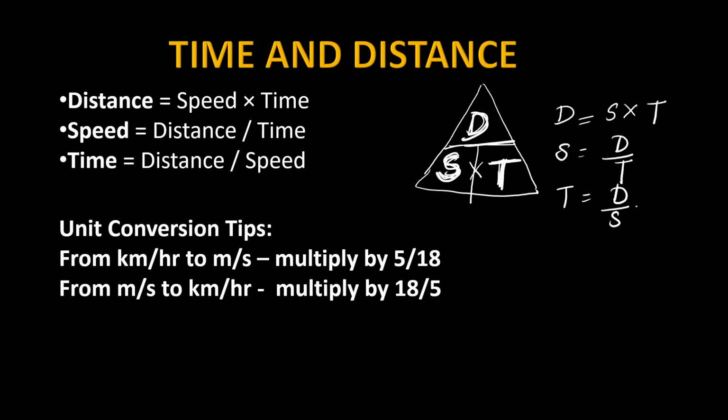Now in the problems we'll have some basic conversions, like kilometer per hour to meter per second and meter per second to kilometer per hour. For the conversion from kilometer per hour to meter per second, multiply by 5 by 18, and from meter per second to kilometer per hour, multiply by 18 by 5.